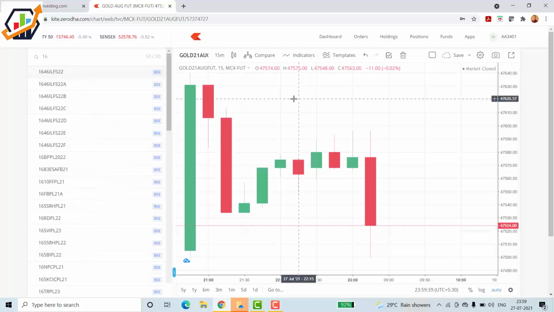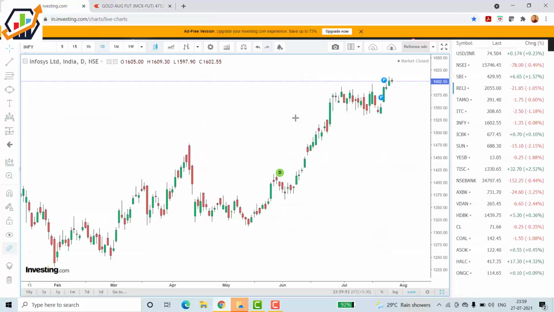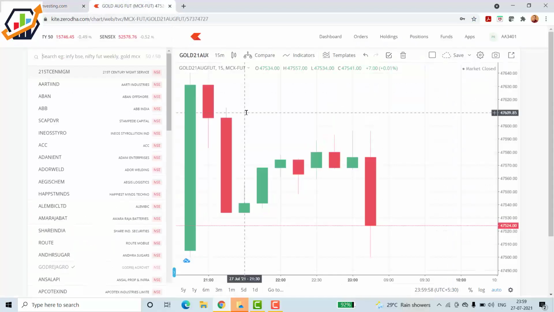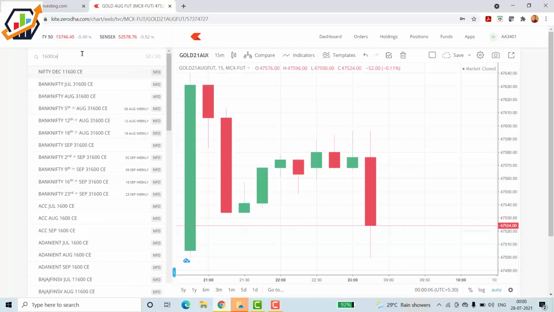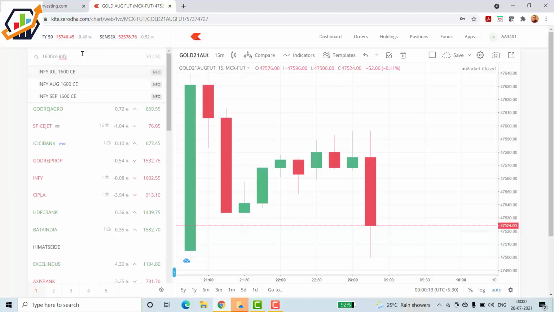Now, if I want to buy, let us say, Infosys calls, then I will have to decide the strike price. Once I've decided the strike price, let us say the Infosys price right now is somewhere around 1602, and I want to buy a 1600 call, assuming that I have a bullish view. So I put 1600 and then I put CE. CE is called European, and then I give a space and then I say Infosys, or you can type Infy also. So these three options will be available.